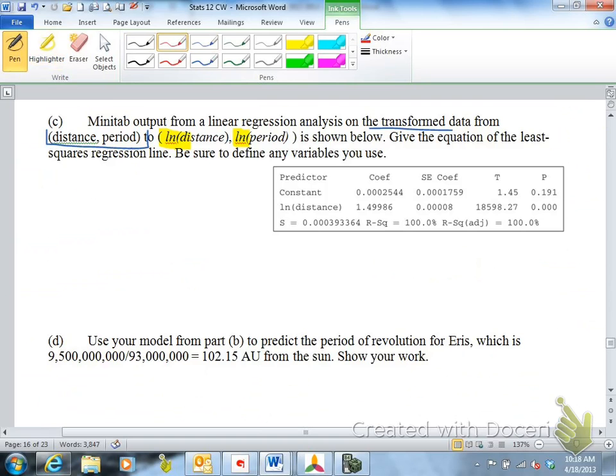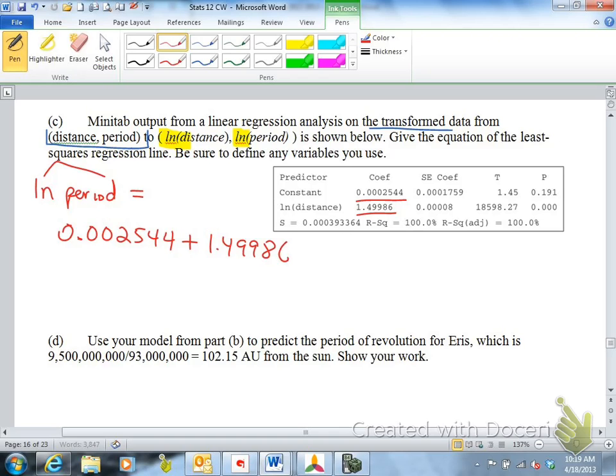There we go. So we have ln of y. The previous one we didn't define our parameters, so we'll just do ln of y, ln of the period. So we don't have to define the parameter. That's actually, the whole thing has a hat. Hat equals the y-intercept, this number, 0.002544, plus the slope, 1.49986, ln of the distance. There's three zeros. Yeah, it's 0.00. Sorry.